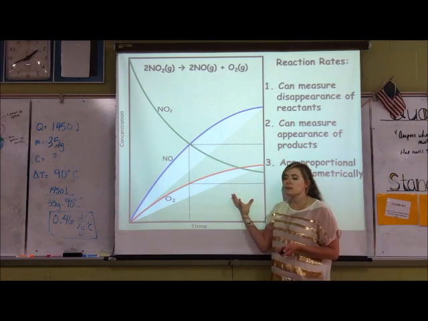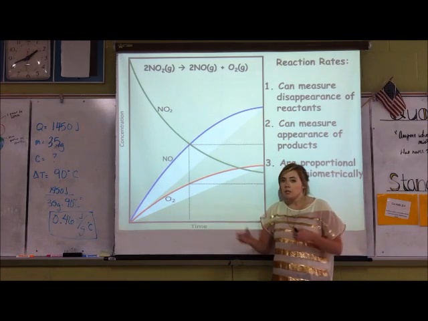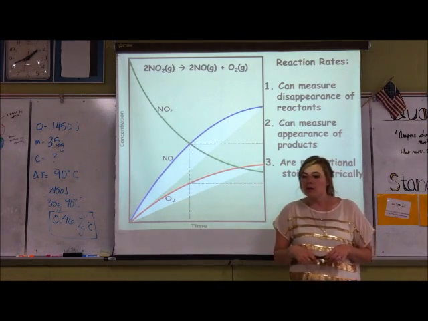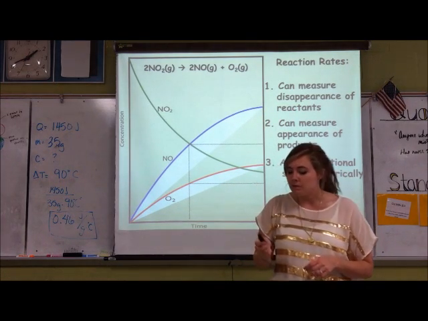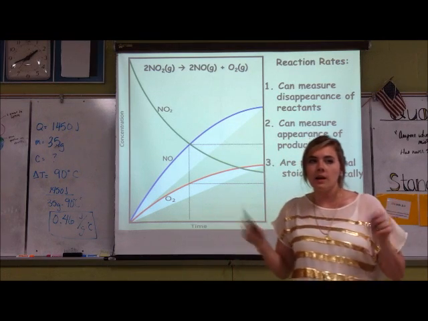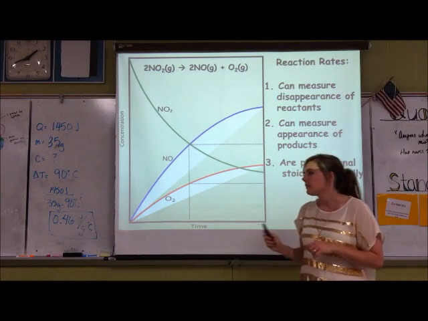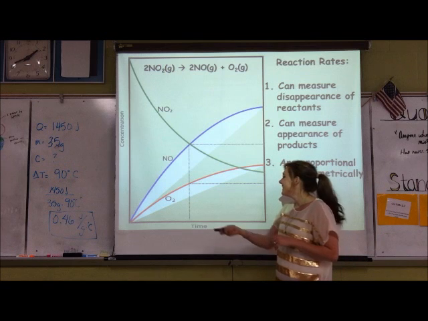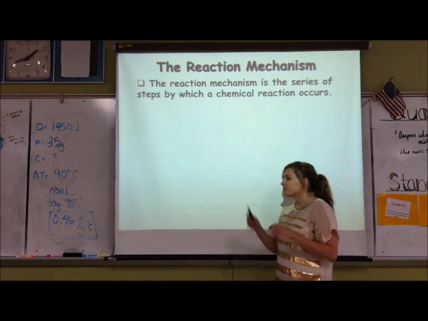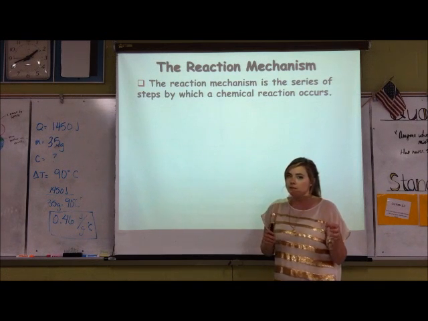Now, we're not going to spend any time calculating reaction rates as it stands right now, unless we get some extra time in the future, and then maybe we'll just have a fun day and calculate reaction rates. Not fun. Okay, the reaction mechanism.